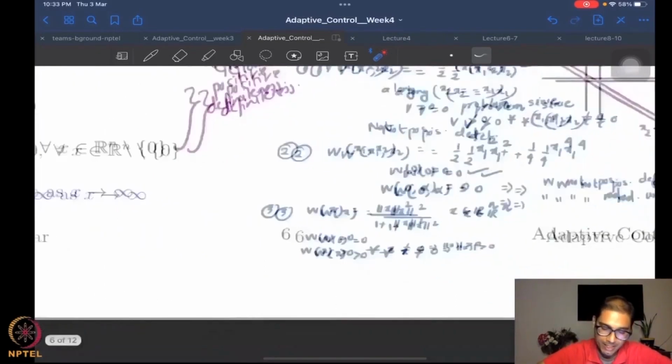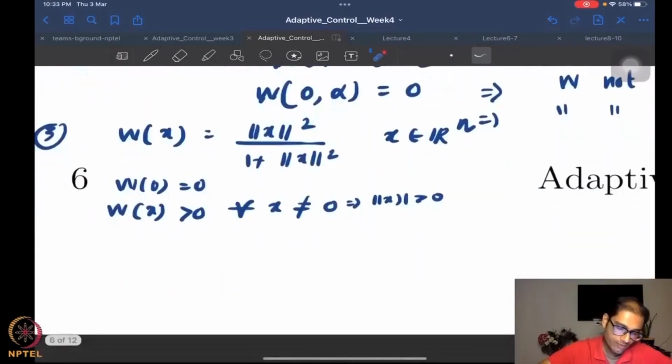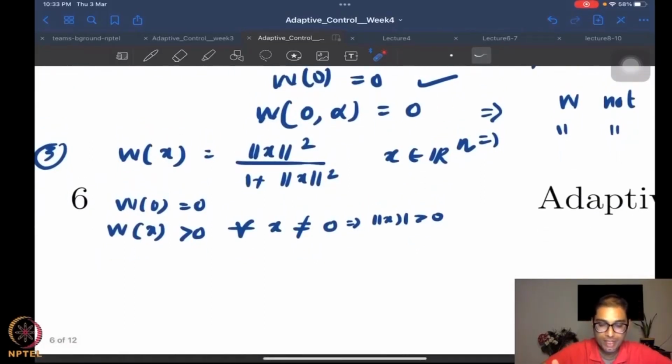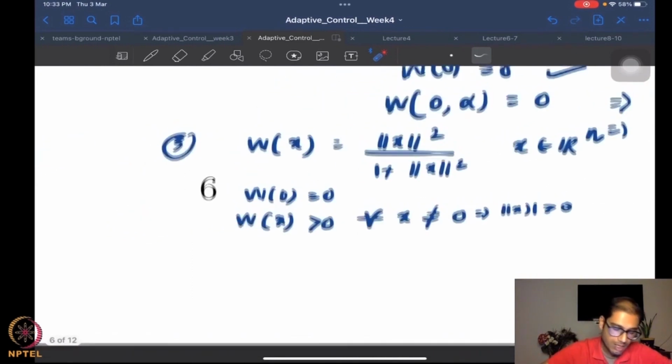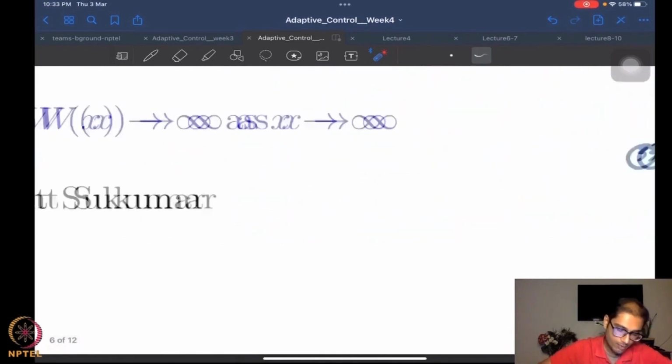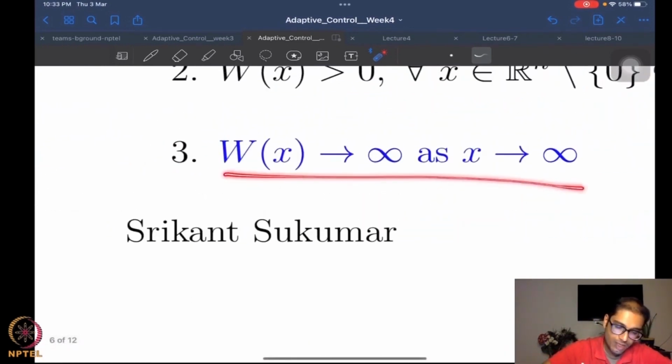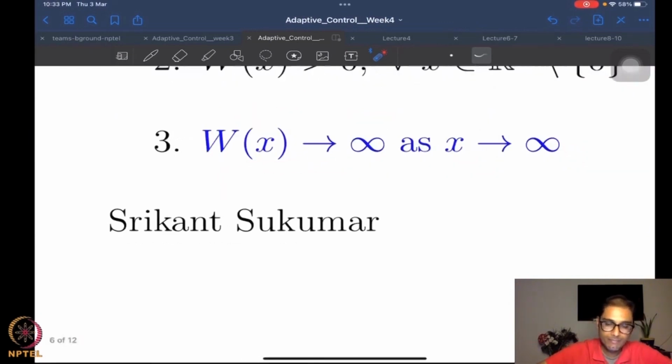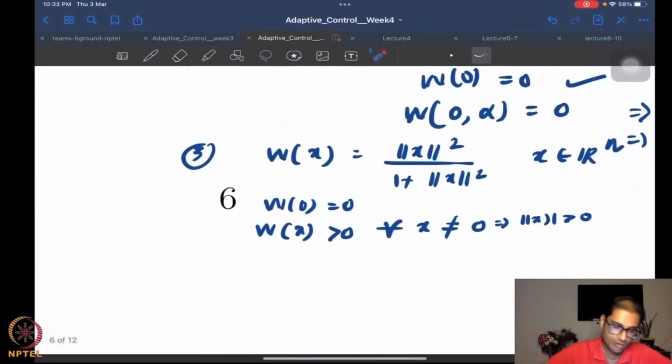At least we have something that's positive definite, which we already proved in the previous lecture. Okay, so this is not a different example. What about radial unboundedness? That is, what about the third condition? Does it go to infinity as x goes to infinity? As you can see, the answer is no.